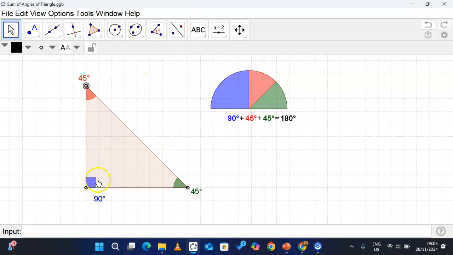So you can see here we have 90, 45 and 45, and you can see that the angle here and here are the same. Together they make 90 degrees, and then together they give us 180 degrees as well.